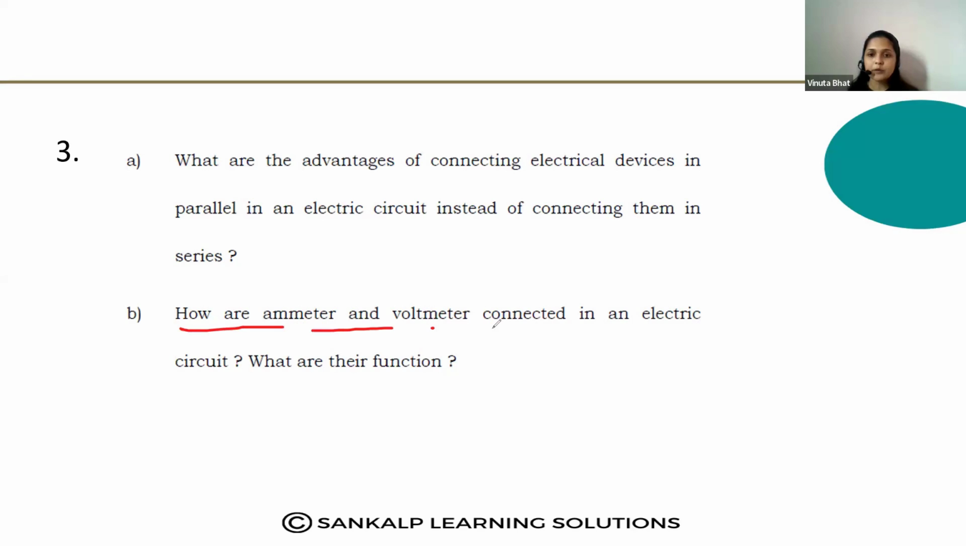Are ammeter and voltmeter connected in an electric circuit? Ammeter is connected in series and voltmeter is connected in parallel in an electric circuit. What are their functions? Ammeter is used to measure the rate of current flowing through the conductor, and voltmeter is used to measure the potential difference.